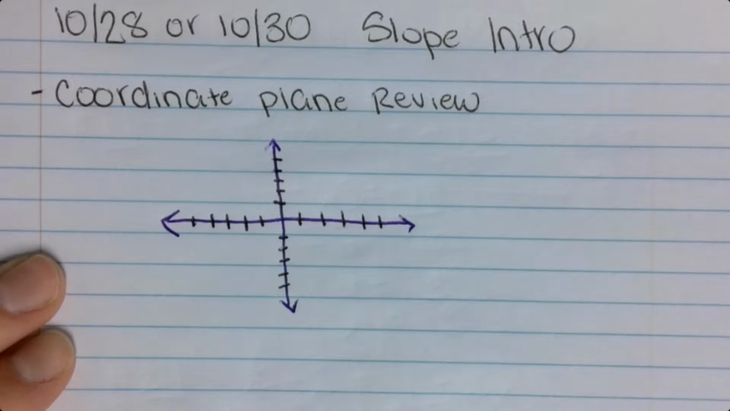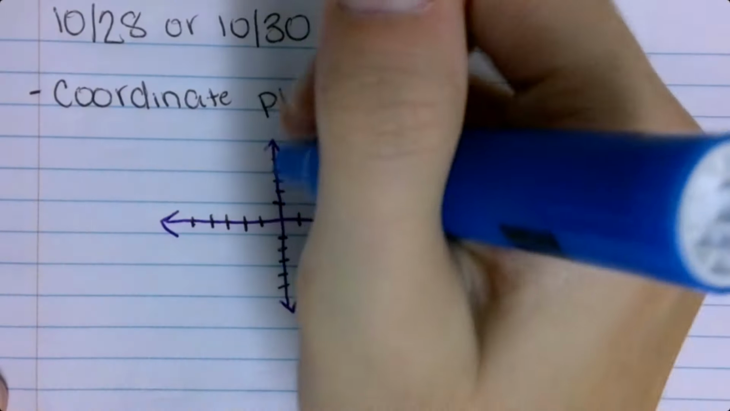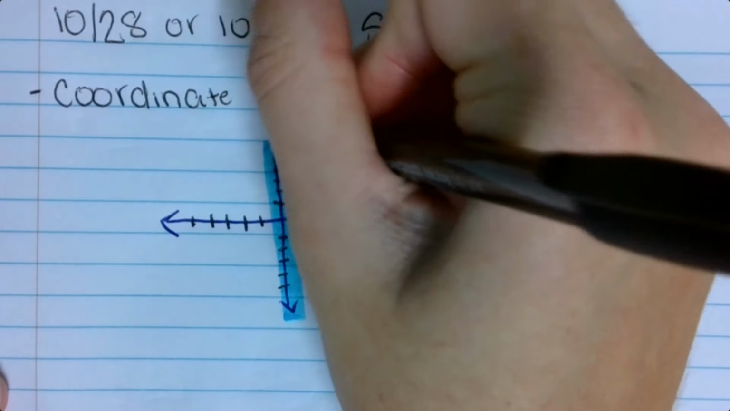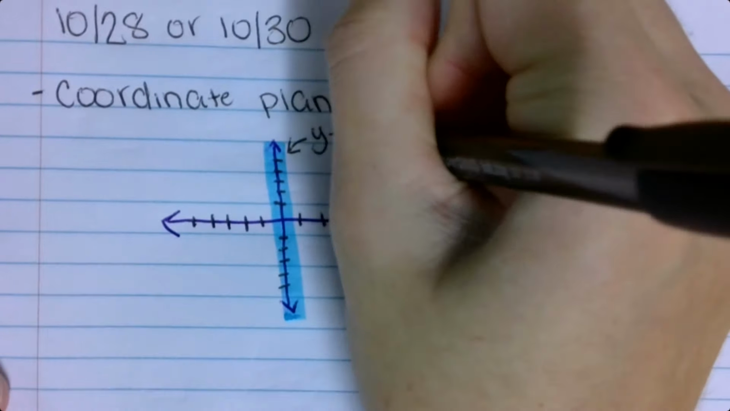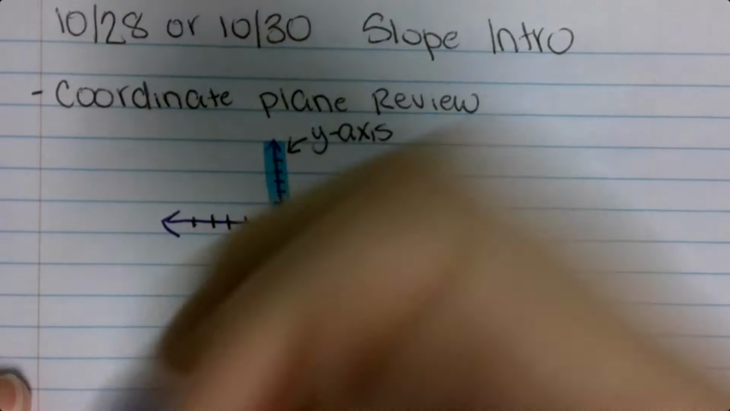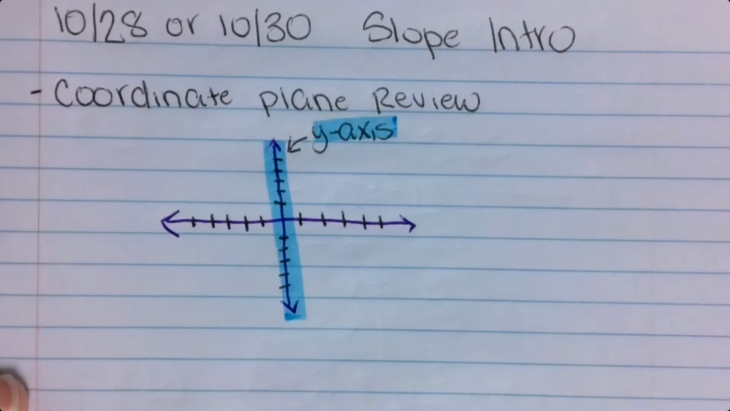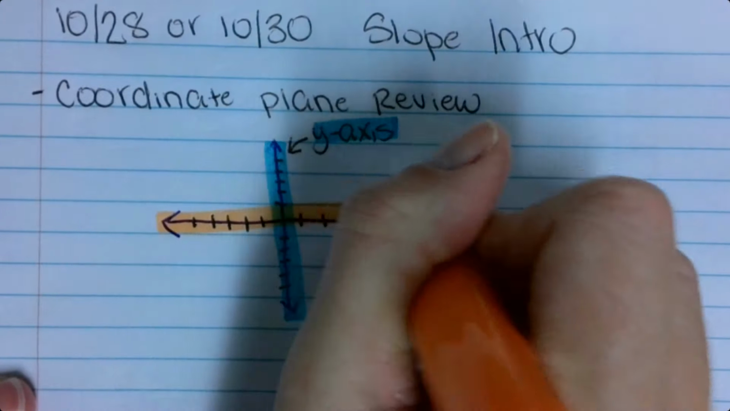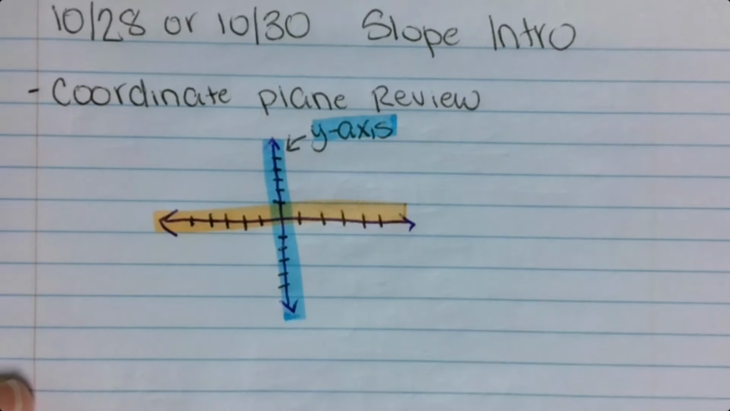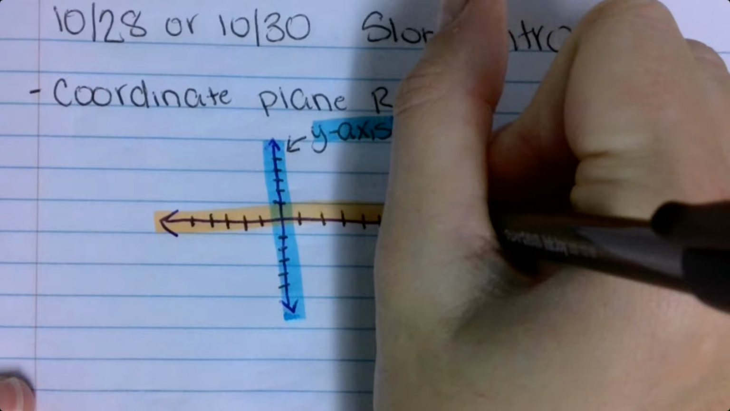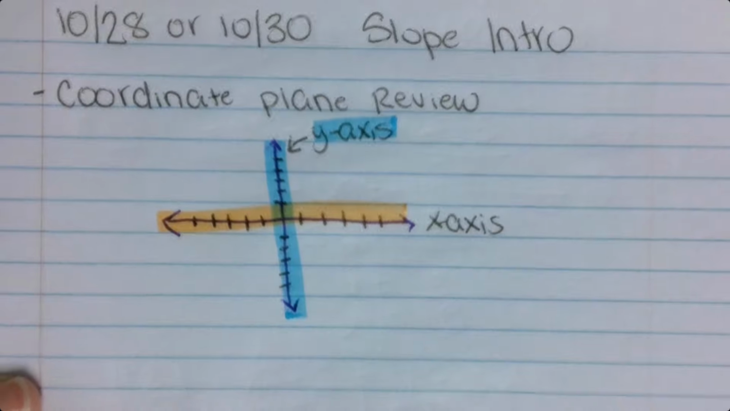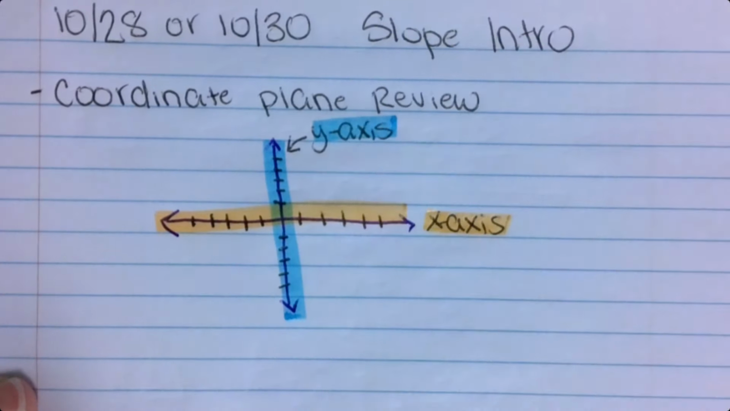The biggest thing to remember here is the up and down axis. The up and down axis is called the y-axis. The left to right axis, the horizontal axis, anybody remember what it's called? The x-axis. So up and down is y, left to right is the x-axis.